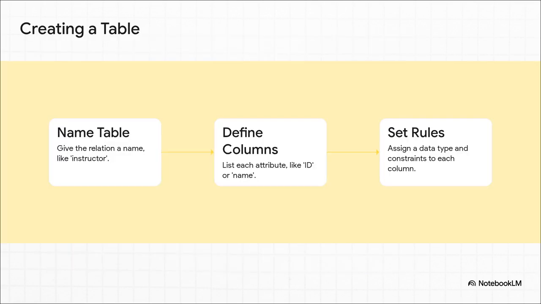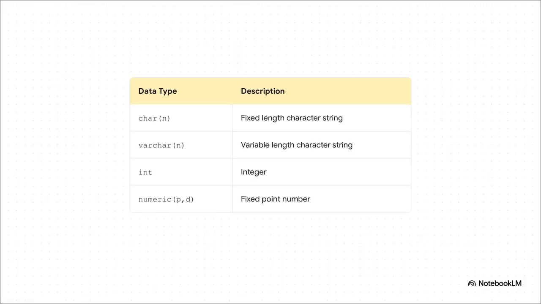And designing these tables is surprisingly simple. First, you give your table a name, say instructors. Then you decide what info you want to store in it. These are your columns. Things like an ID number, a name, a salary. And finally, you have to set the rules for each column, telling the database what kind of data it's allowed to hold. And these rules, they're called data types.